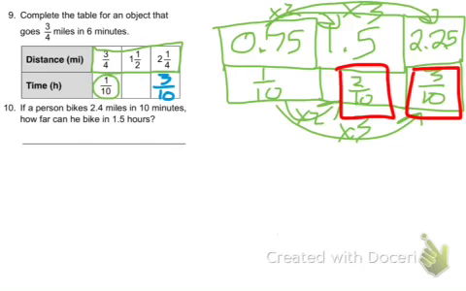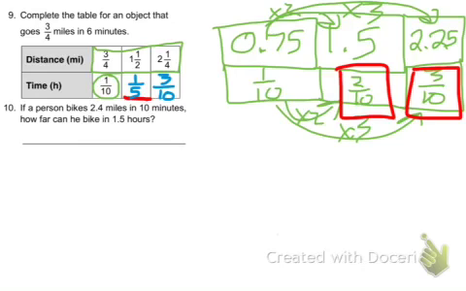That is the answer, but you do not put 2/10 in this spot because 2/10 can be simplified. Divide them both by 2, and the actual answer is 1/5. So that's the answer for number 9.